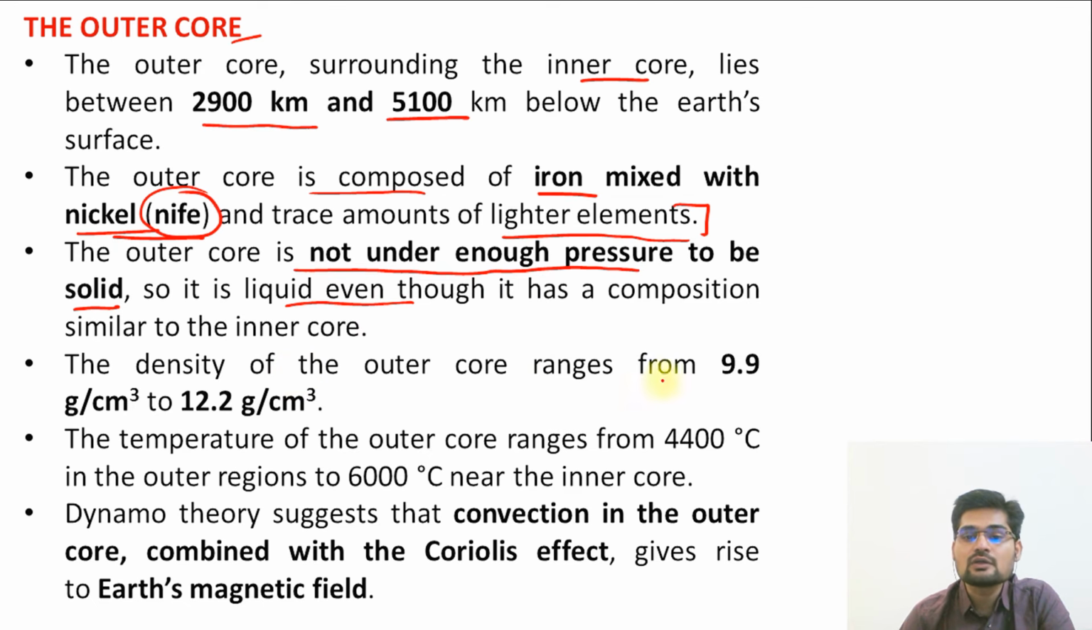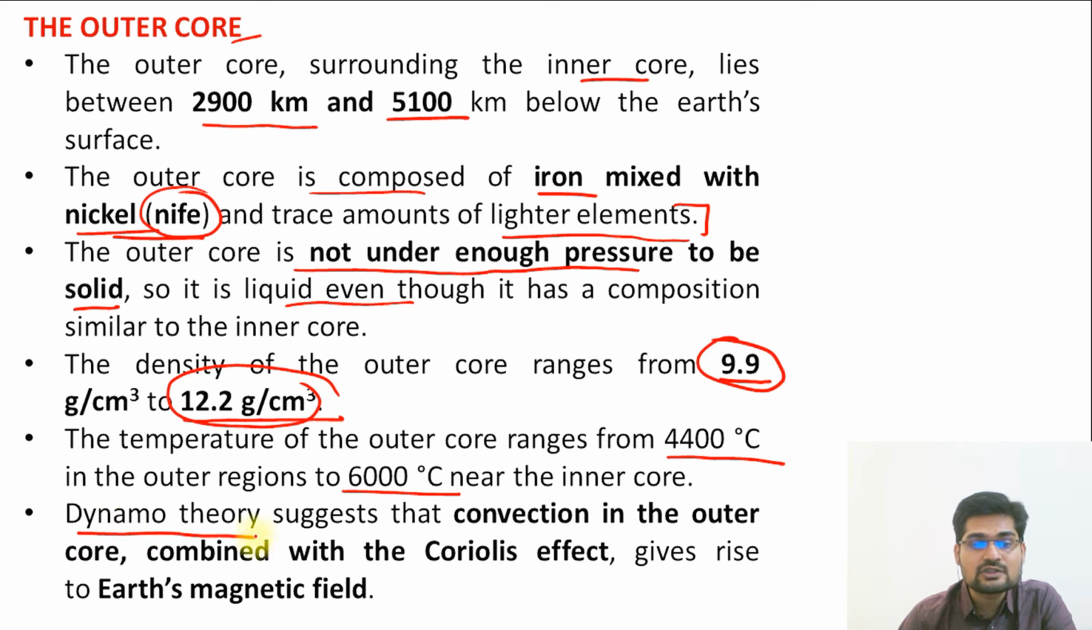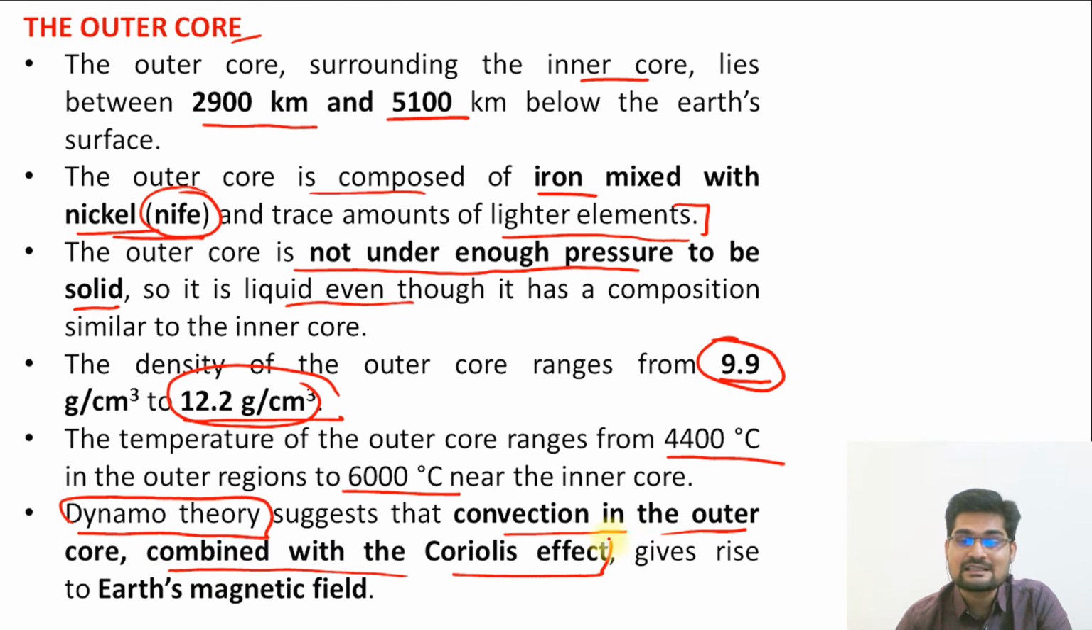The density of outer core ranges from 9.9 to 12.2. Now remember, the outer core range is this particular range: 9.9 to 12.2 gram per cubic centimeter. The temperature of outer core ranges from 4400 degrees C to 6000 degrees C in inner core. And remember, the dynamo theory suggests that convection in the outer core combined with the Coriolis effect gives rise to Earth's magnetic field. That is important, because there is a liquid core hypothesis on which we say that Earth's magnetic field is created according to the dynamo theory.